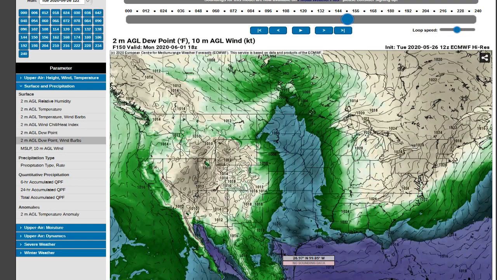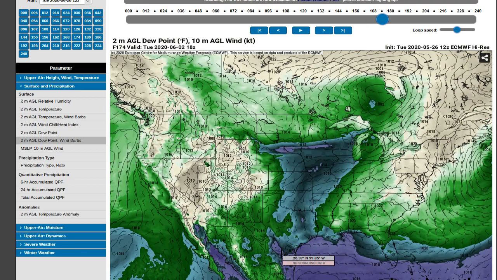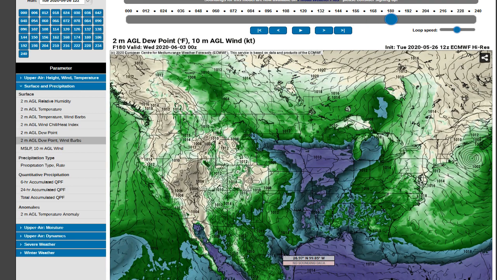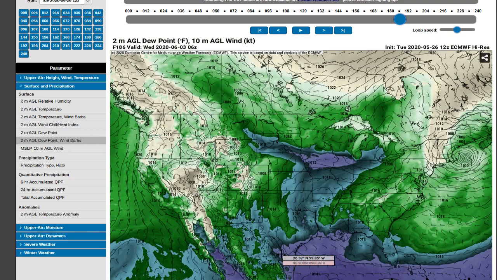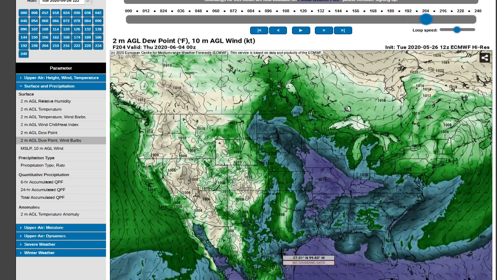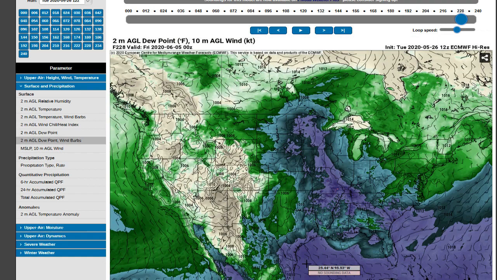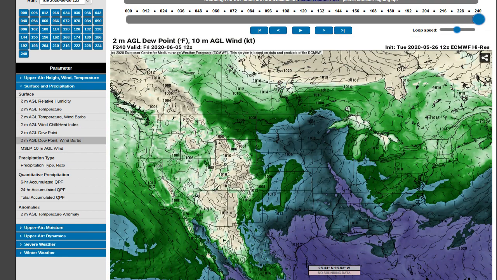And if we move forward, you can see that moisture infiltrate Texas, building up the I-35 corridor for the 3rd and 4th. So probably some storm chances coming back for this area around the 3rd. And yeah, the Gulf is pretty much wide open for the first week of June. And you can see those 70s flowing north.